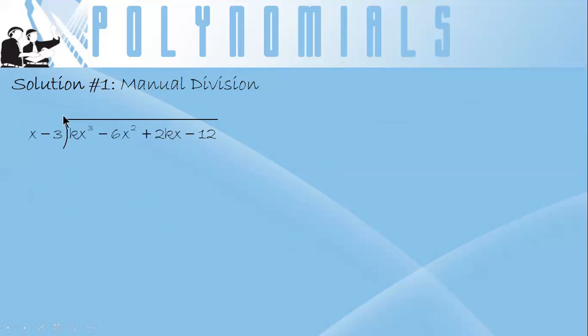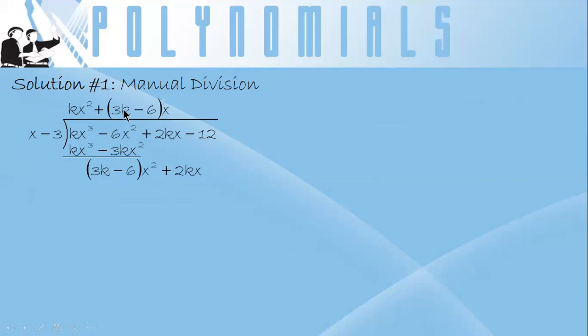kx cubed divided by x, that's kx squared. kx squared times x minus 3 gives kx cubed minus 3k x squared. And then subtract. Negative 6 minus negative 3k, that's positive, so that would be 3k minus 6 x squared. Then bring down 2kx. After this, divide again, so again times x.